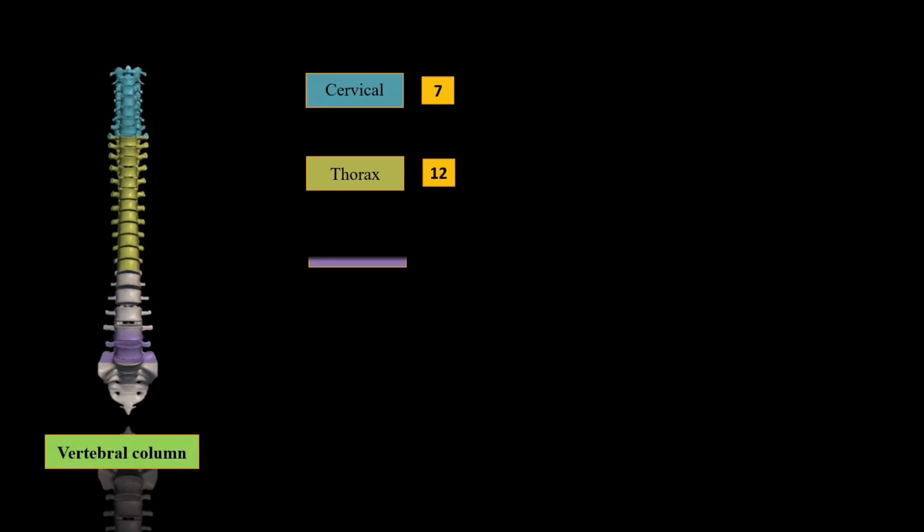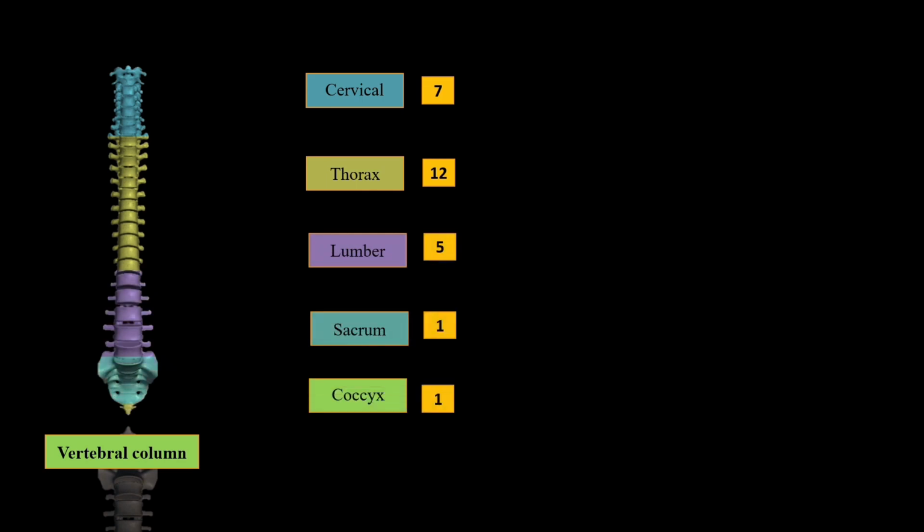Then hyoid bone, which is present in our neck region anteriorly, parallel to the third cervical vertebra, and there is a single hyoid bone present in the neck region. Then the very important vertebral column, which forms our back and bears the whole body weight. It consists of 7 cervical bones, 12 thoracic bones, 5 lumbar, 1 sacrum and 1 coccyx bone. There are a total of 26 vertebrae.